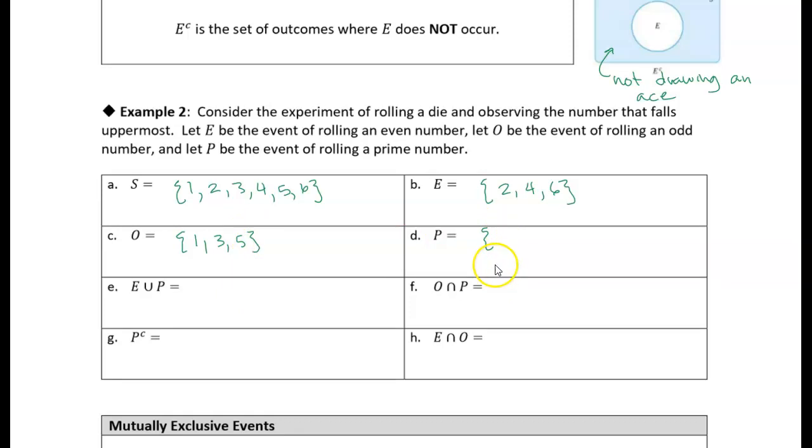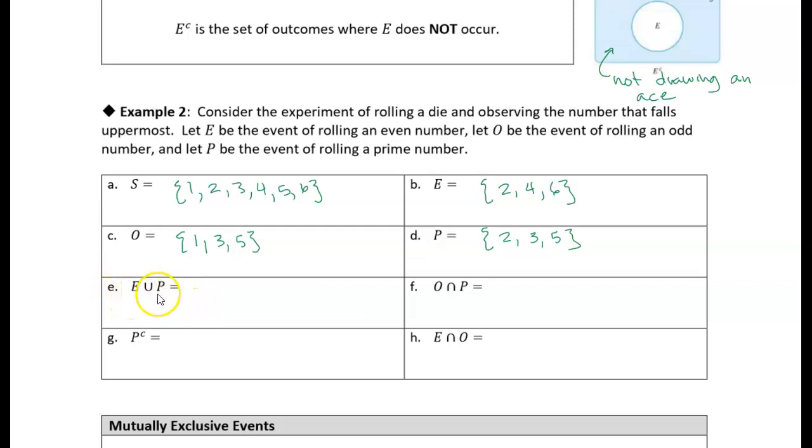Now primes, okay, this is rolling a prime. P is our prime event. And so what are the possible prime numbers? Well, first of all, you have to remember 1 is not a prime. 1 has a special status as the multiplicative identity, so it's not a prime number. But 2 and 3 and 5 are prime. Okay? So that's our event P.